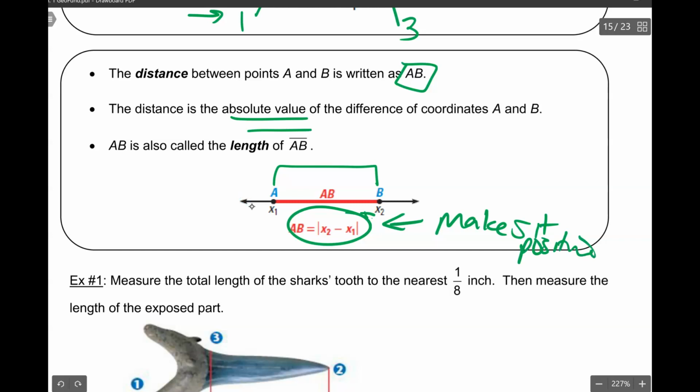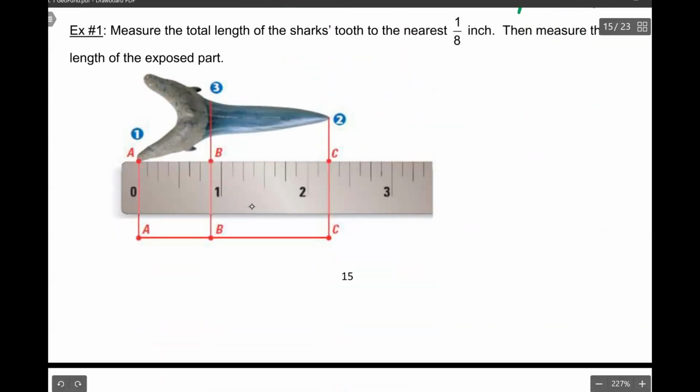All right, let's try a problem. Here I have a shark tooth and I have a ruler. So that measures how big it is. Why is that a shark tooth? Because it's a shark tooth, right? This is the root and this is the part you see. It's just like this part right here. This is the part you see, and then the root goes into the gum.